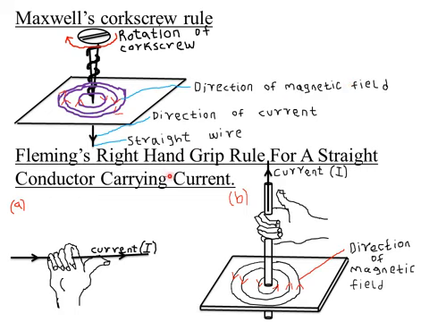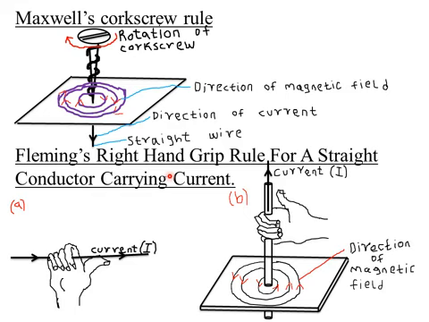Then next we look at what we call the Fleming's right hand grip rule for a straight conductor carrying current.